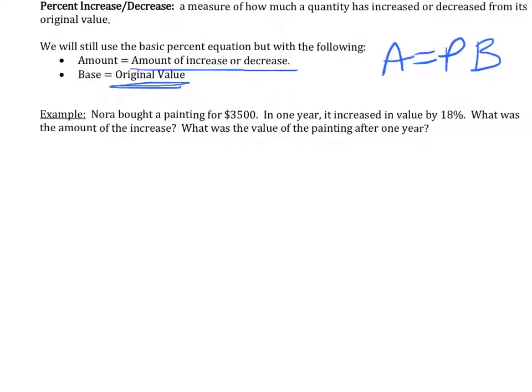What we're given in this problem is $3,500. That is our base. We're given the percent increase right here, and so that's our percent. If we want to know the amount of increase, all we have to do is put our percent in for P and our base in for B, and then we'll have our amount.